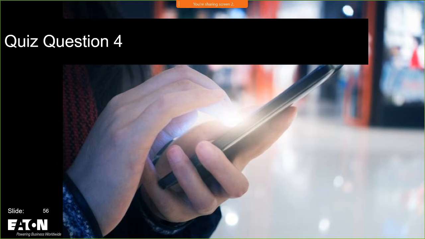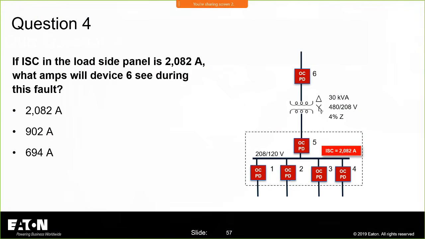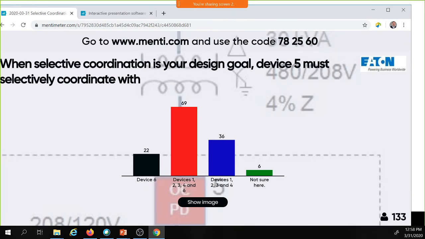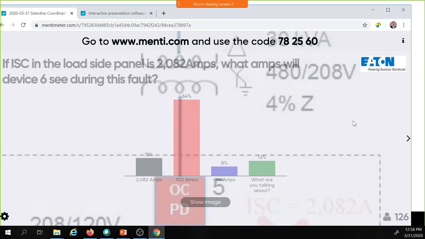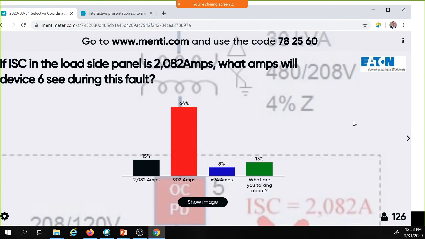But in any case, let's take a look at question number 4. If the short circuit in the load side of the panel is 2082, what amps will device 6 see during this fault current? So let's take a look at what the answers came in at. I don't know about you, but I'm loving this Menti thing.